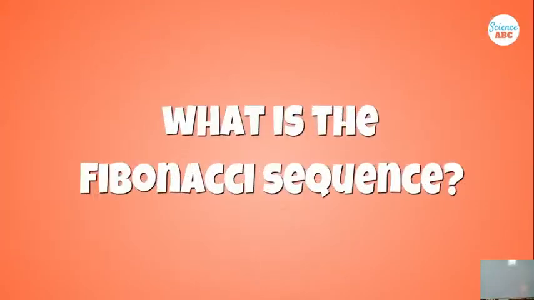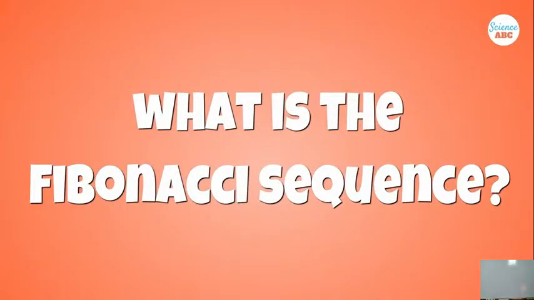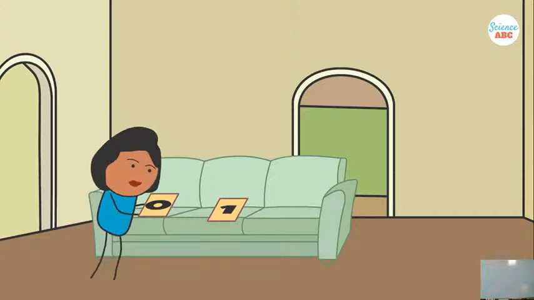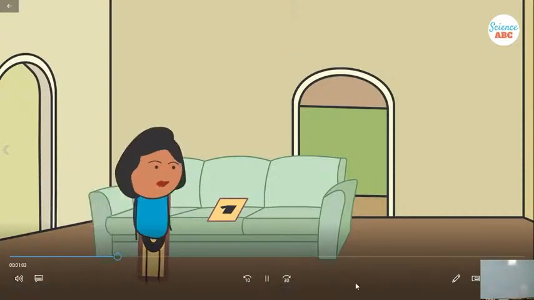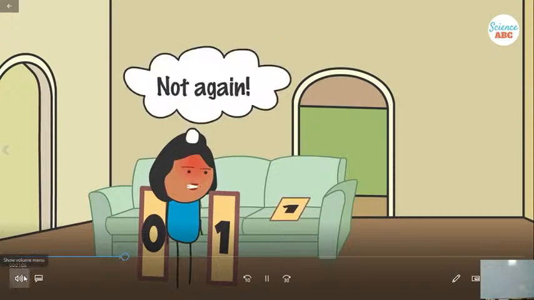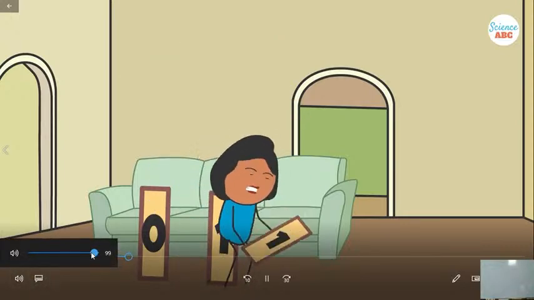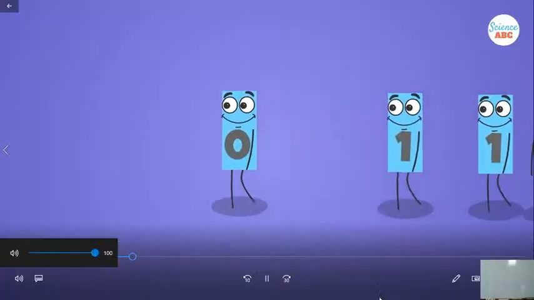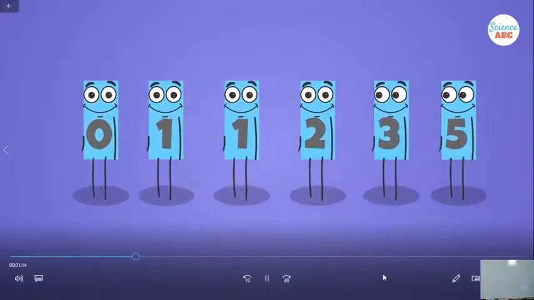So, what's the Fibonacci sequence anyway? And why is it seemingly everywhere? The Fibonacci sequence is a series of numbers in which a given number is the result of adding the 2 numbers before it. So, if you start with 0, the next number will be 1, followed by 1, followed by 2, followed by 3, and so on.